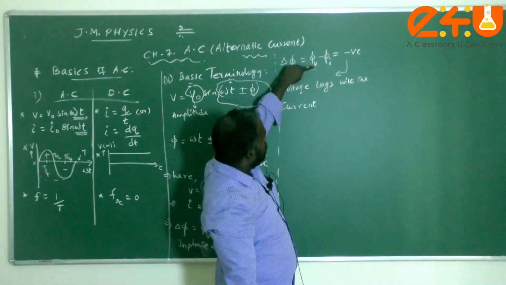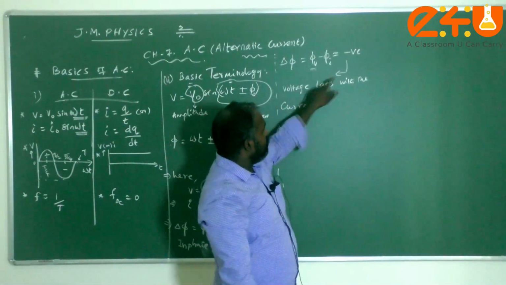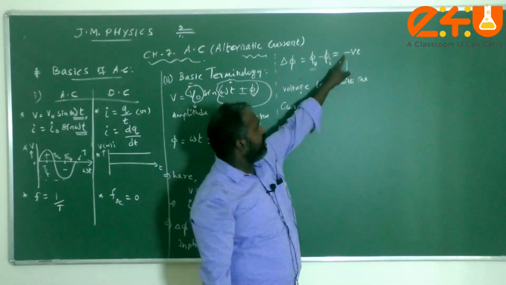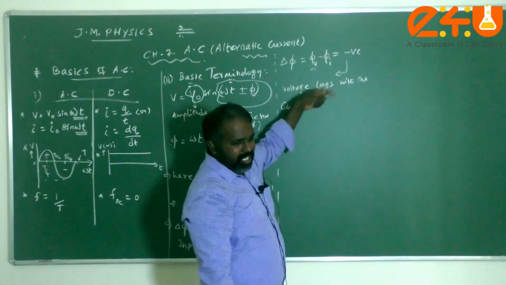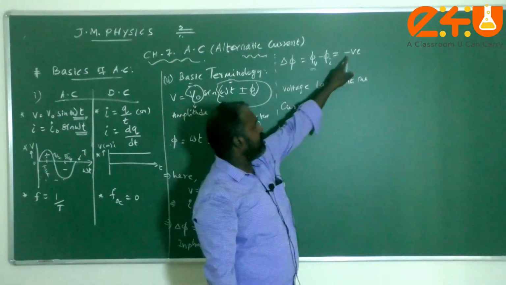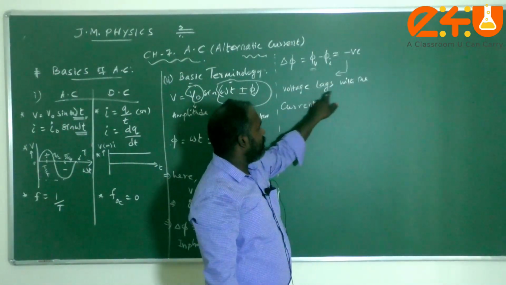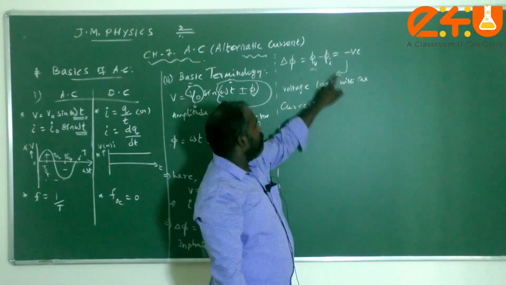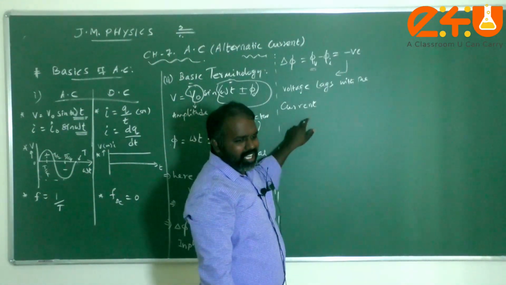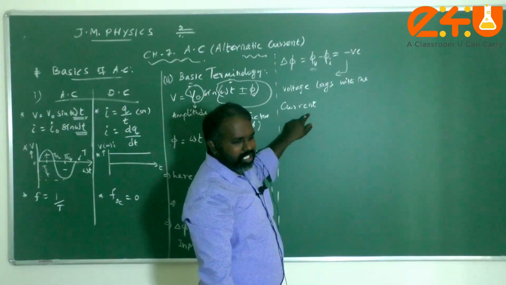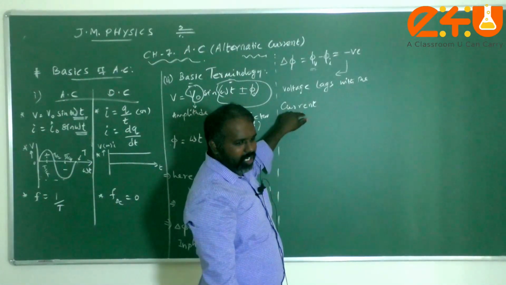So what quantity is taken first? You write that voltage. What sign are you getting? Negative sign means lagging. Positive sign means leading. Since here you are getting a negative sign, you can say that voltage lags with the, what is the other quantity? Current. That means voltage lags with the current. That means when the phase difference is a negative value, current is leading.